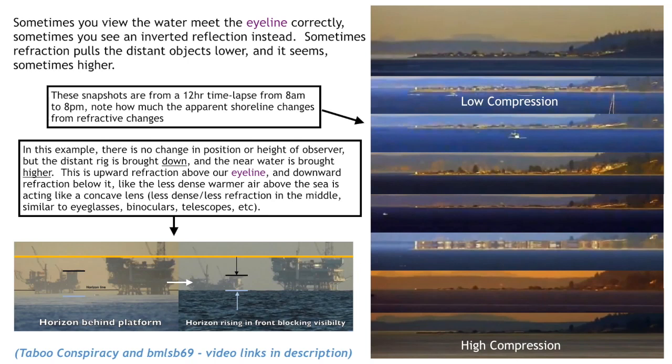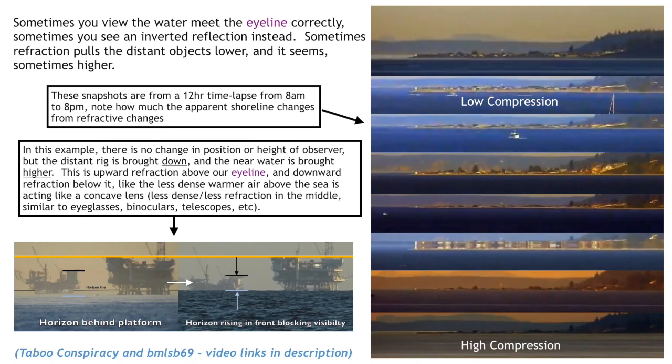Sometimes refraction pulls the distant objects lower, and it seems sometimes it's higher. You can see there's very low compression of the buildings in one of the views, and you can see a much higher rate of compression. Those buildings are squished together much more in other views. Sometimes there's inversion, sometimes there's not. You can also see it in this example below. Again, video links in the description.